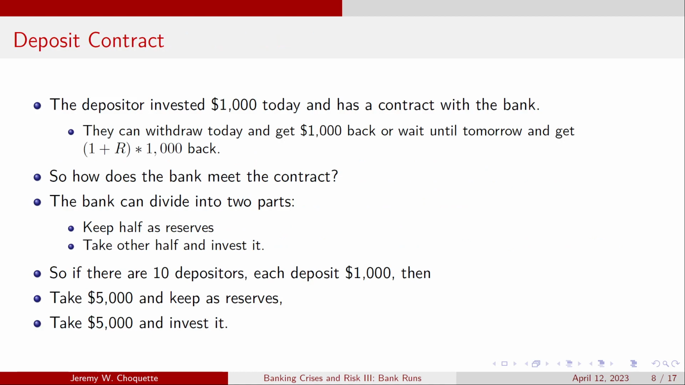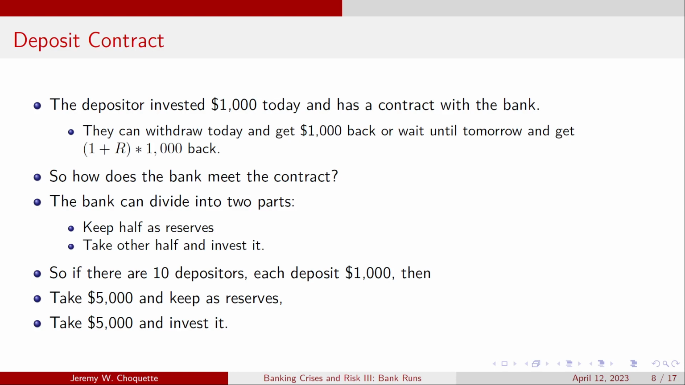Now, the depositor invested $1,000 and has a contract with the bank. They can withdraw and get $1,000 back, or they can wait until tomorrow and get 1 plus R times $1,000 back. All right, so how does the bank meet the contract?